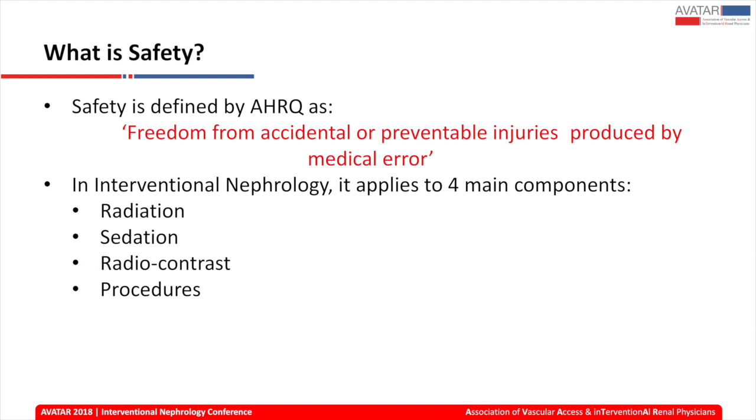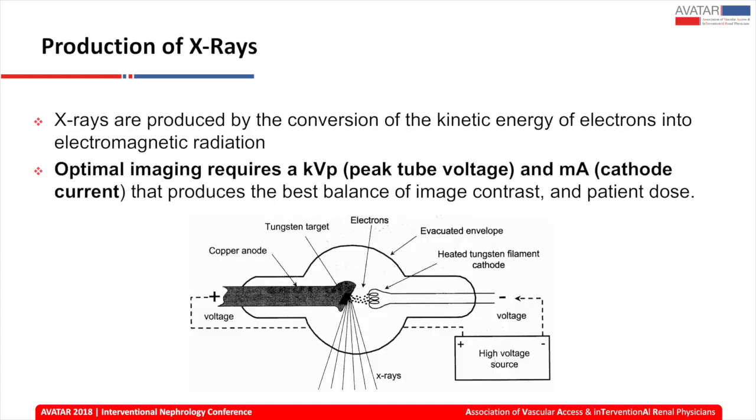So what is really safety? Safety is defined by the Agency for Healthcare Research and Quality as freedom from accidental or preventable injuries produced by medical errors. We are all human beings and we make errors, so to reduce them, following a protocol is usually easier. In interventional nephrology, the important components are four: radiation safety, sedation safety, radiocontrast safety, and procedural safety. I will very briefly touch on all of those, because these are all very big topics by themselves.